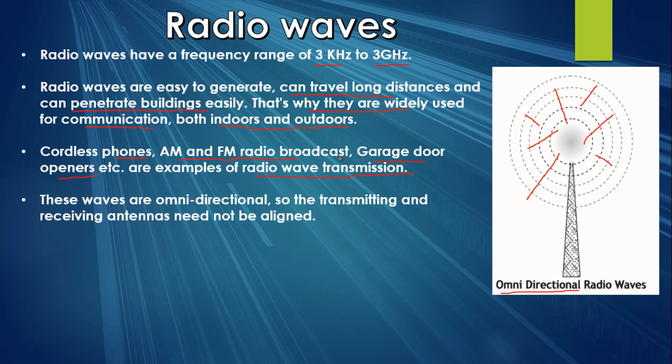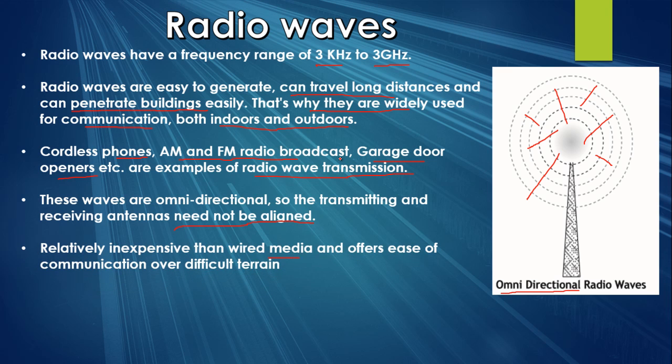These waves are omnidirectional. As I told you, the waves can travel in any direction. So the transmitting and the receiving antennas need not be aligned. As you saw in the case of microwave, I explained that the receiving and the transmitting antennas should be aligned with each other, because the microwave travels only in a straight line, but that is not the case with the radio wave. These waves are omnidirectional, so there is no need to align the receiving and the transmitting antennas with each other.